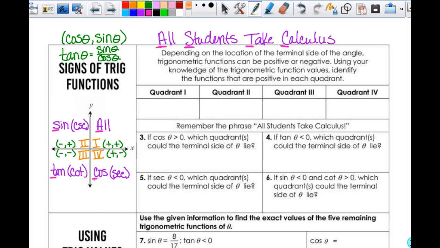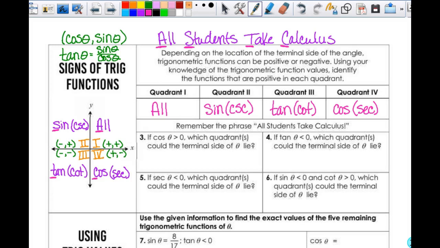Quadrant 1, all of the trig functions are positive. In quadrant 2, it's sine and cosecant. In quadrant 3, it's tangent, cotangent. In quadrant 4, it's cosine and secant. Those are the ones that are positive. Okay. Let's think about what this says here.